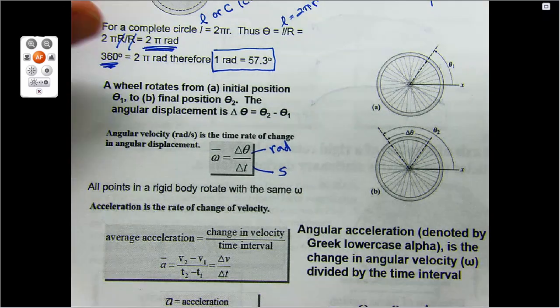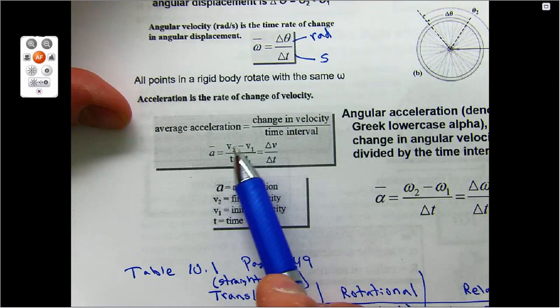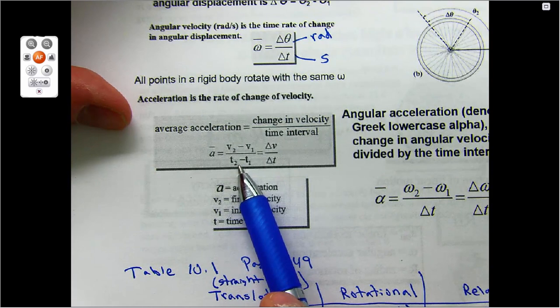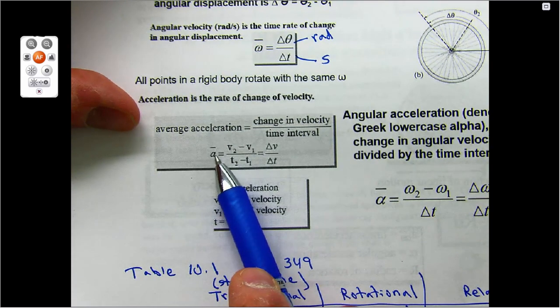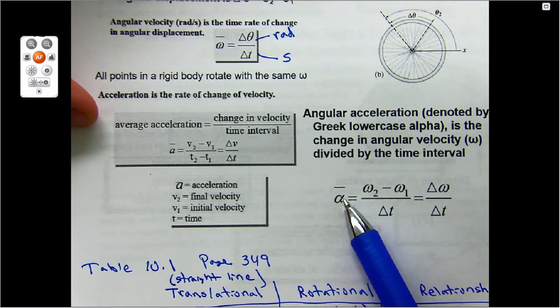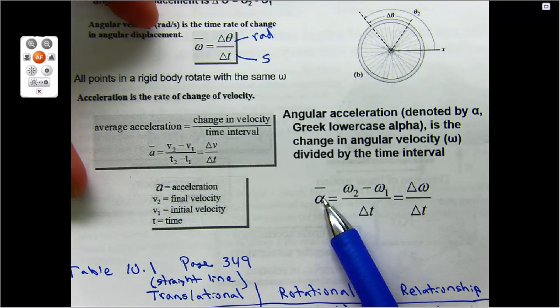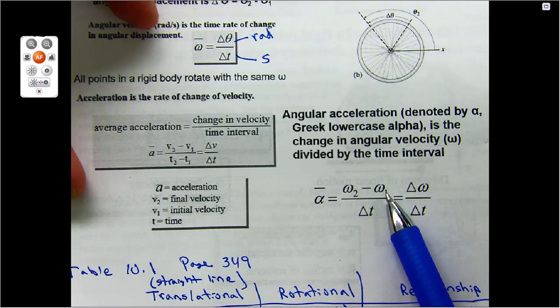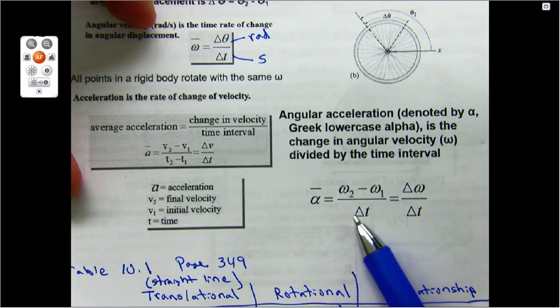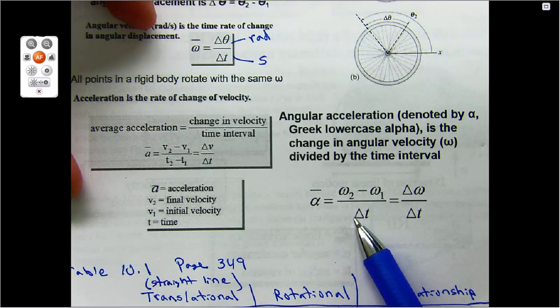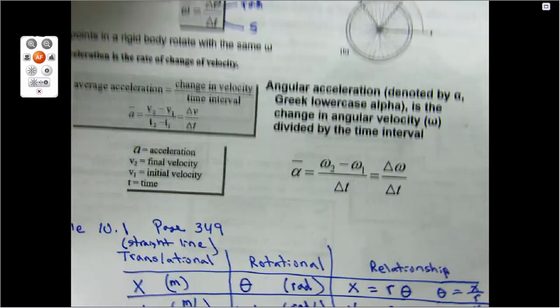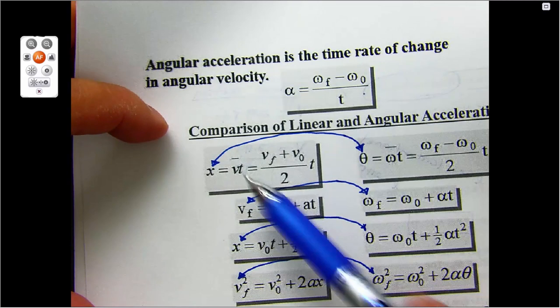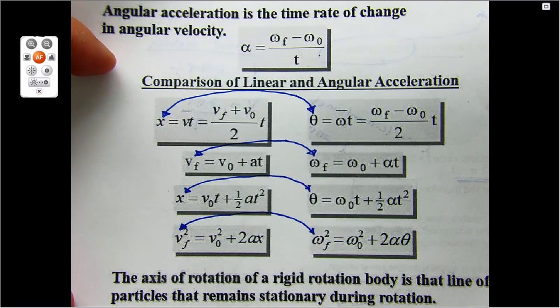Then, remember, acceleration is v final minus v initial divided by time, correct? That is linear acceleration. Well, angular acceleration is going to be omega final minus omega initial divided by time. It is the same thing. We're just substituting in rotational equivalents, which then make all of our equations here exactly valid and exactly the same.